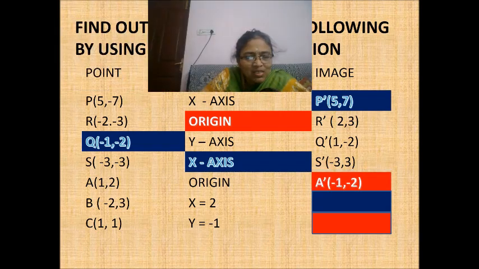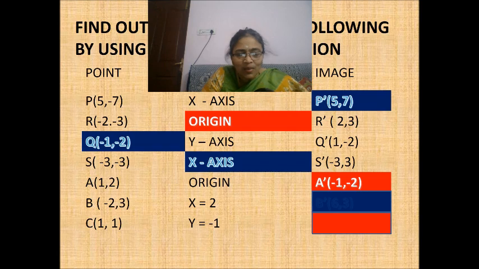B (-2, 3) and the reflection is in the line x is equal to 2. As told, if x is equal to 2, the y coordinate will not change. So it remains 3 and the x coordinate will be changed to 6. Yes, 2a minus x. So 2a is 4, 4 minus of minus 2 will be 6. Right? So the image is B' (6, 3).